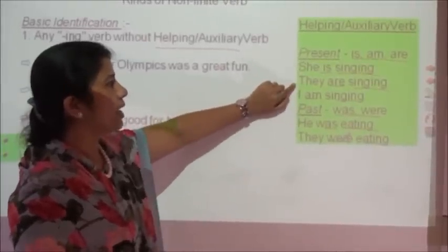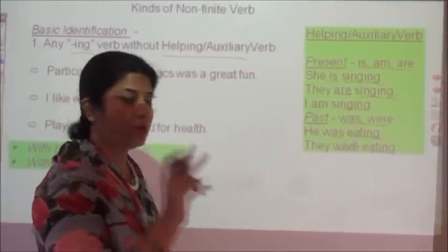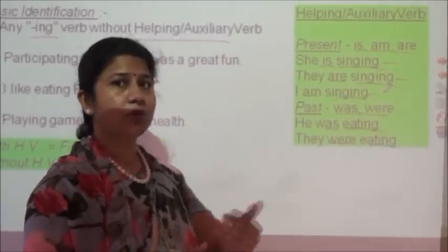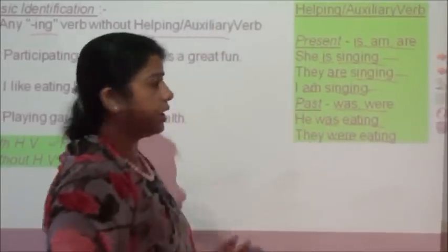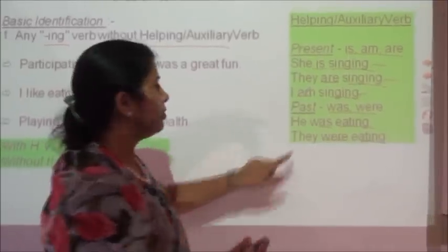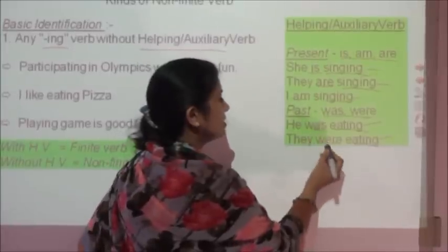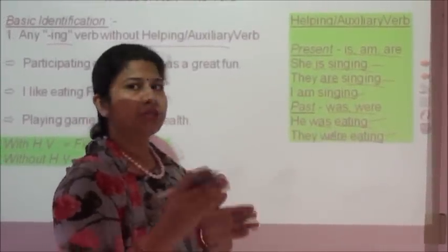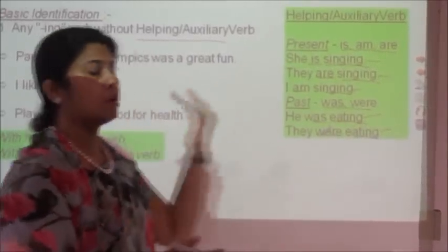She is singing, they are singing, I am singing. Now you need to focus in these examples on the ing verbs. This singing is your ing verb, and now focus on what is written before the ing verb: is, are and am. Okay. Same here, he was eating and they were eating. Which is the ing verb again? Eating. Right. Now what is written before the ing verb? Was and were. And in this manner only we write sentences, right? That means we should write helping verbs before any ing verb. Correct? Now come to this part.